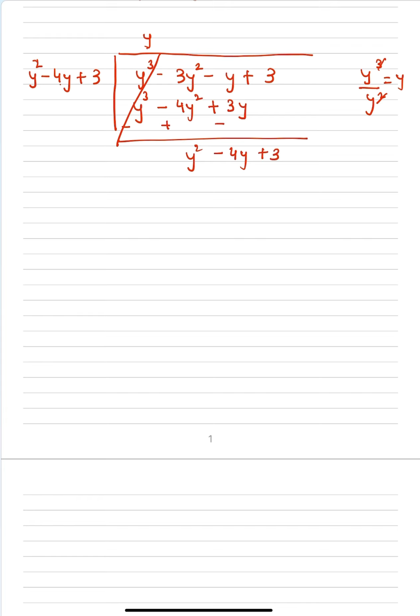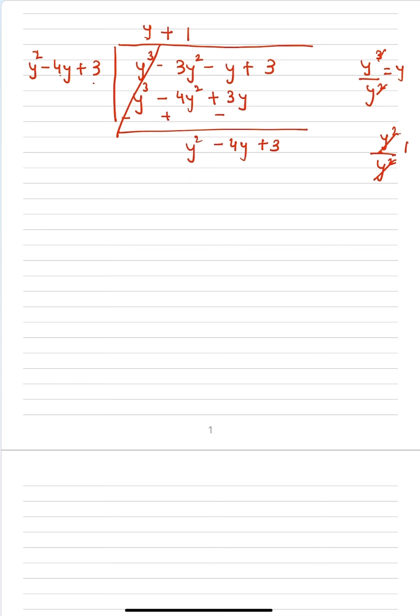Again the same step, the first term of this dividend is y square. Now we will divide it with y square, so we will get 1, that is plus 1. So let us write plus 1 over here. We'll multiply this 1 with the given g of y, that is the divisor. So what will we get? The whole divisor, y square minus 4y plus 3.